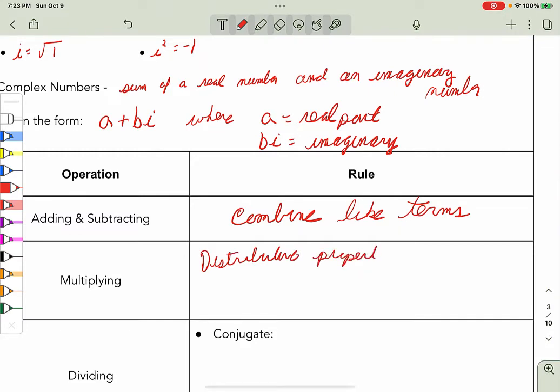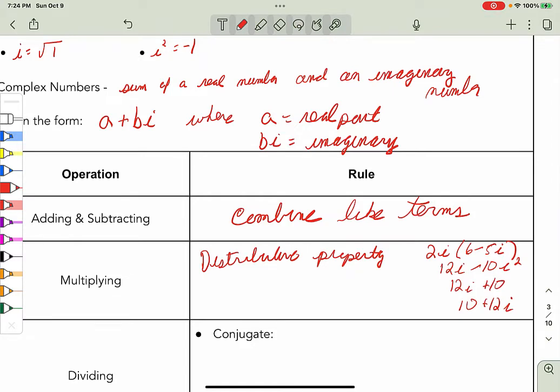So, for example, if I have 2i times 6 minus 5i, that's just going to be 12i minus 10i squared. And then, of course, we can simplify that as well and make that 12i plus 10, or 10 plus 12i.